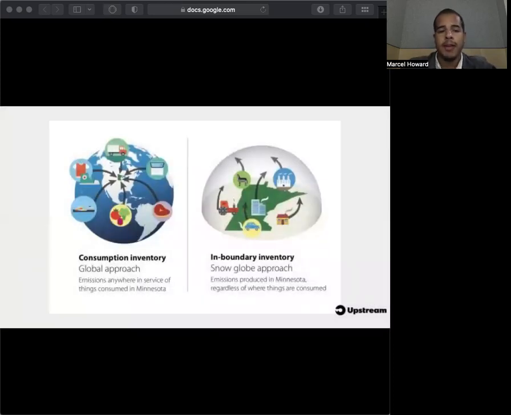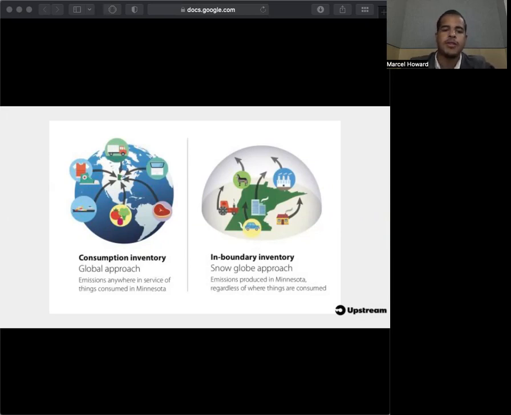Now, another way to think about sector-based emissions inventories versus consumption-based is looking at it from a global approach versus a snow globe approach. A CBI offers different categories or buckets of emissions than the traditional sector-based emissions inventory. For example, the life cycle emissions from the turkey that went to New York from Minnesota are not counted in a CBI, but the life cycle emissions from a coat made in China and bought in Minnesota are.